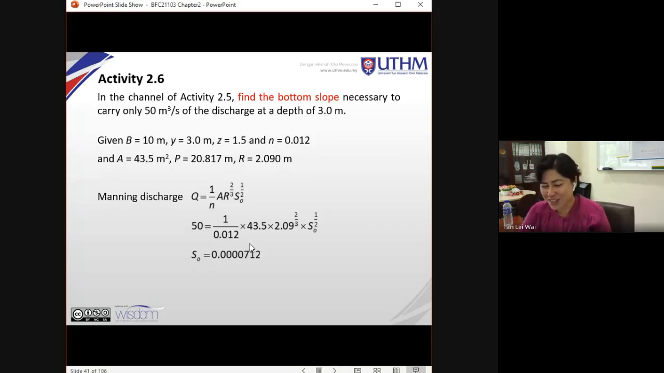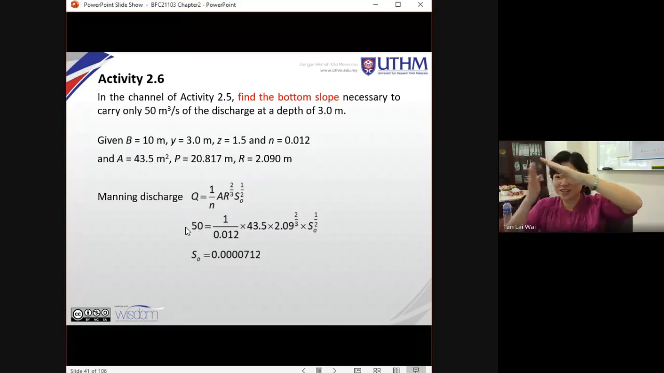Sometimes if you get the answer of S naught, you have higher S naught, for example, greater than some number, for example, maybe one or more than one, you have to understand if it's more than one, then your channel is really steep. So you have to understand what is S naught. How do we find this slope? You have a channel, right? The slope is actually vertical divided by the horizontal, therefore you are going to get the slope.